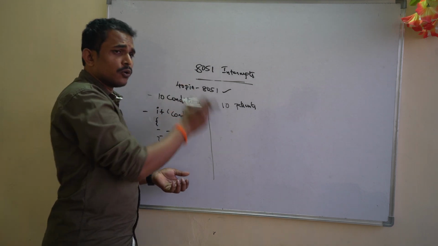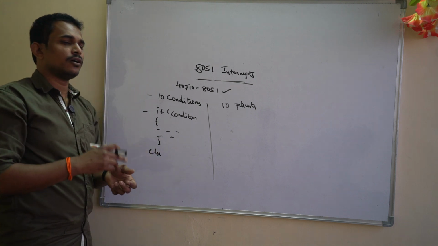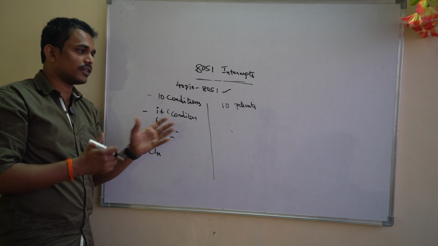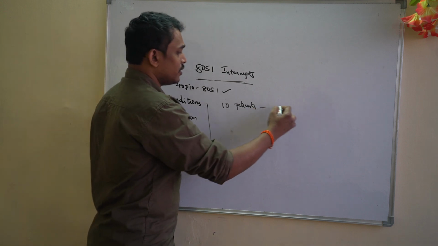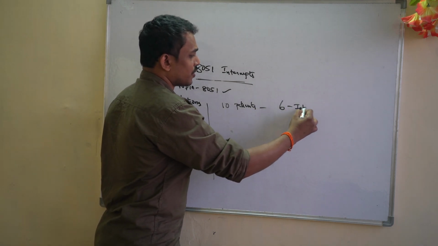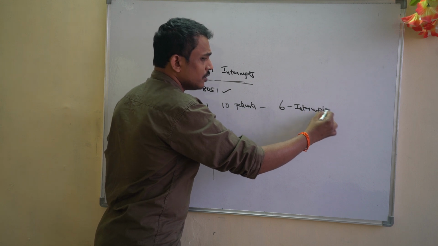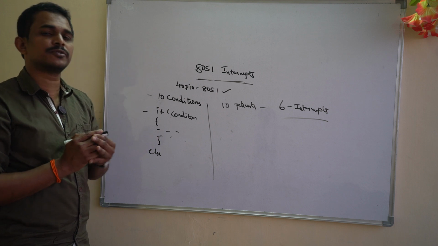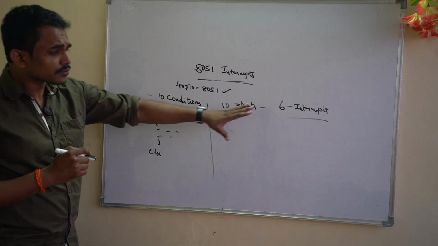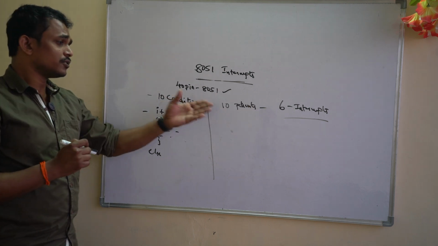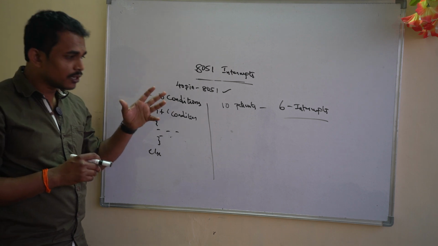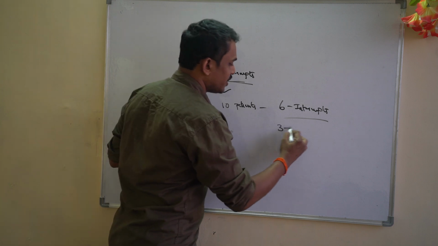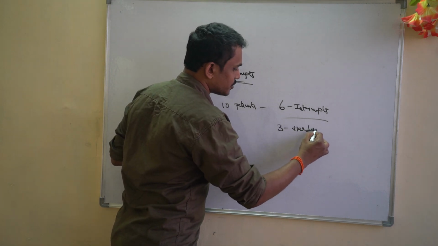For this same task, the microcontroller provides 6 interrupt resources for us. What are these 6 interrupts, and in what way can you use them for your applications? Let us discuss. These 6 interrupts are divided into two types: 3 hardware interrupts and 3 software interrupts.